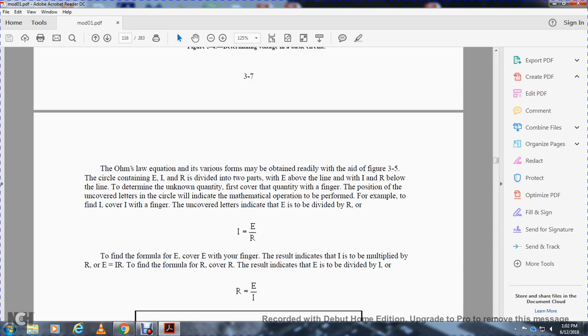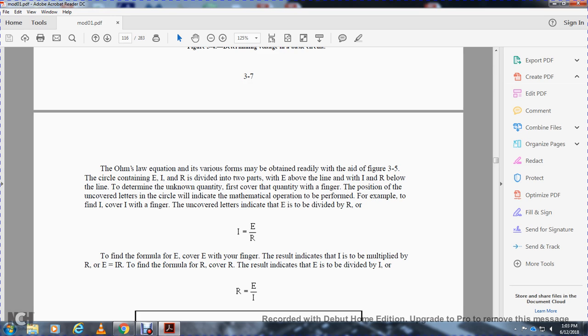The circuit containing the volts, amps and ohms is divided into 2 parts. The voltage is above the line, with the amps over the resistance below the line. To determine the unknown quantity, first cover the quantity with a finger. The position of the uncovered letters indicates the mathematical operation to be performed. For example, cover the amps with a finger, then the uncovered letters indicate that the amps equals the volts divided by the ohms.